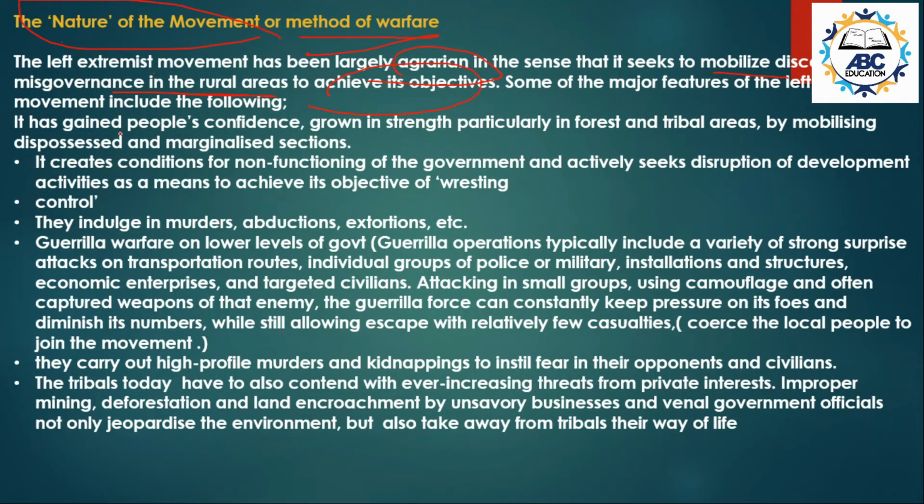Now what they have done is they have gained people's confidence. ठीक है, they have grown in strength, particularly in the forest and the tribal areas, by mobilizing the dispossessed and the marginalized sections. Okay, and what do they do? What is their actual propaganda? What their strategy is? That they create conditions for non-functioning of the government. Okay, non-functioning of the government, that is they will disrupt the government activities. Disruption करेंगे government के developmental functions में. They will seek disruption of government activities as a means to achieve its objective.